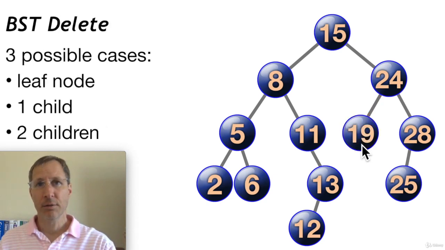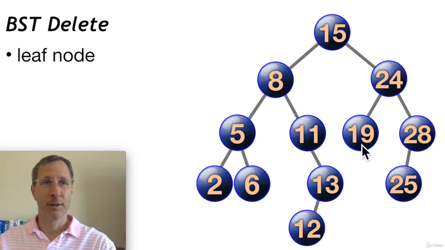So with delete, there are 3 different possibilities. One is that the node we want to delete is a leaf node. Another possibility is that it has one child node. And there's another possibility that it has 2 child nodes. So each one of these we have to handle differently. Delete is a fairly complicated operation.